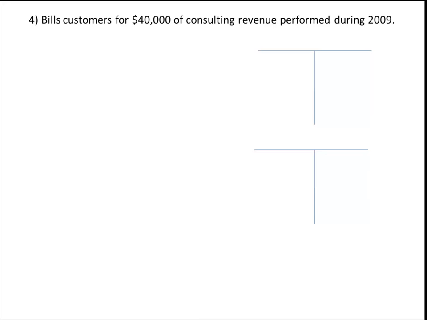Number 4. We send out some bills to customers for consulting revenue performed throughout the year. And this is a composite transaction. We sent out lots and lots of bills. We're only going to do the journal entry once because doing it once is plenty for our purposes. We know that our accounts receivable are going up. Our customers owe us some money. And why do they owe us some money? They owe us some money because we did work. And when we do work, we call that revenue.